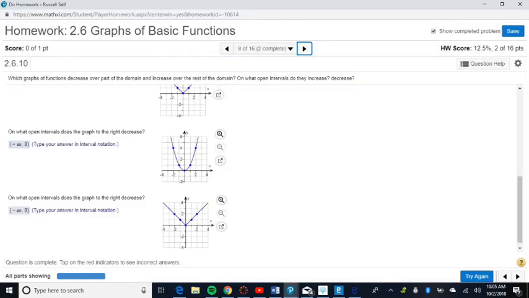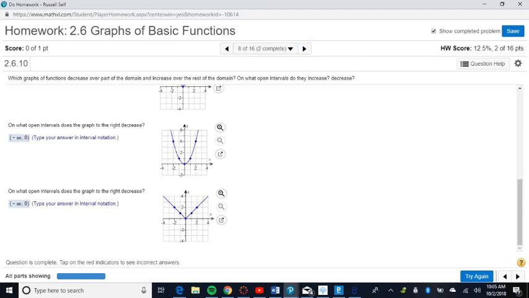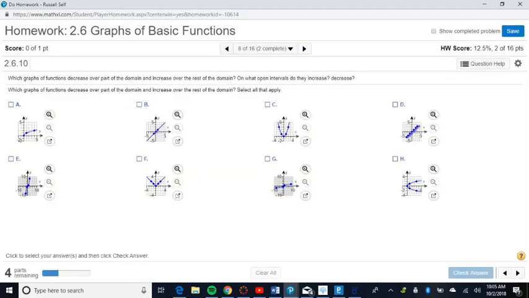Okay. Which graphs of functions decrease over part of the domain and then increase over the rest? And in what open intervals do they increase or decrease? So increase and decrease, remember? So which graphs decrease over part and increase over the other? That means there's change, right?